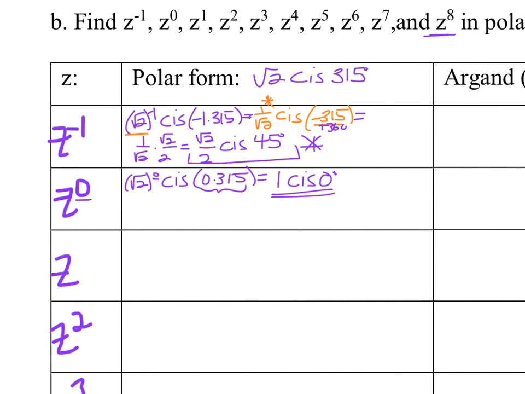The next one that's pretty easy is just plain z. That's our original z value. That's automatically square root 2, cis 315. From here, it's where things get a little bit trickier.